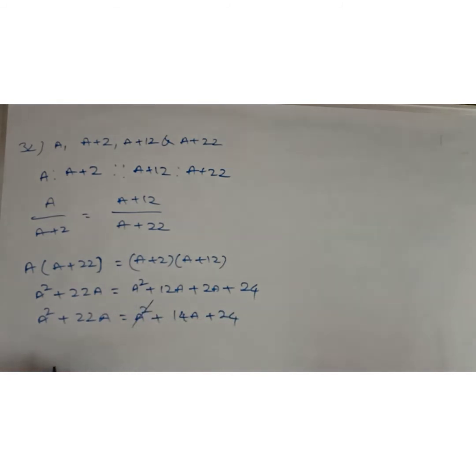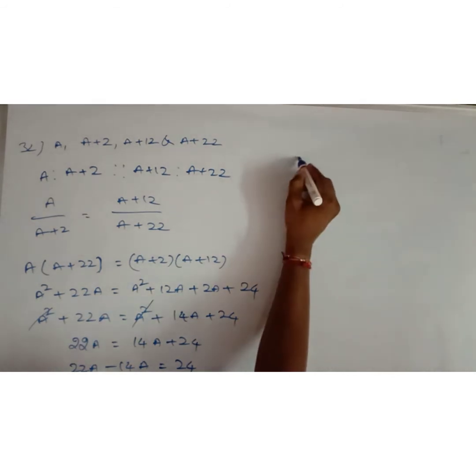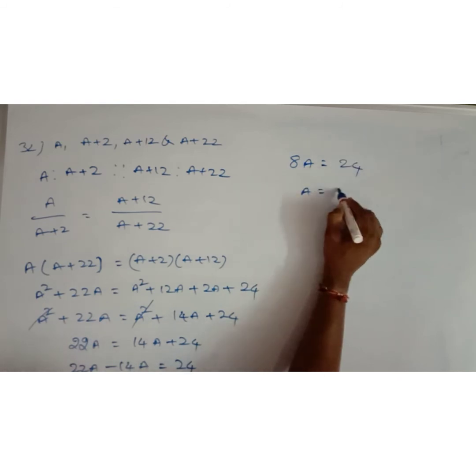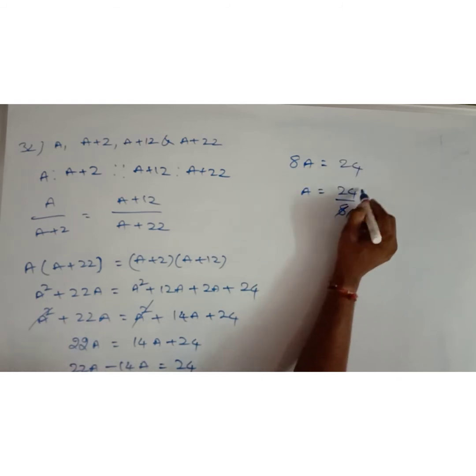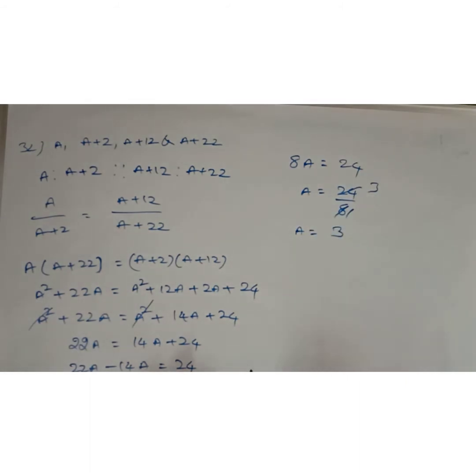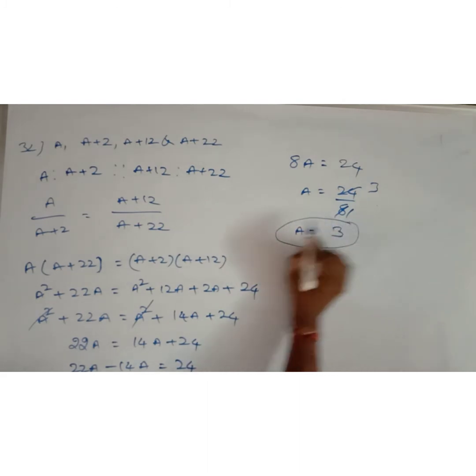So the a square on the right side and the a square on the left side will be cancelled. 22a is equal to 14a plus 24. Now I am taking the a's to one side. That is 22a minus 14a is equal to 24. 22 minus 14 is 8, so 8a is equal to 24. Then a is equal to 24 by 8. 8 threes are 24. A is equal to 3.